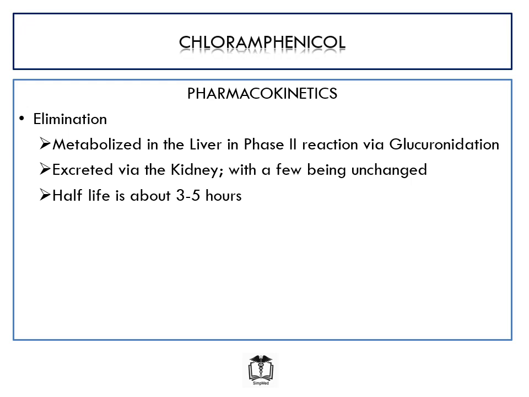The elimination of chloramphenicol is within the liver and the kidneys. It is metabolized first in the liver during a phase 2 reaction called glucuronidation, and then it is excreted in the kidney, with a small amount being excreted unchanged. The half-life of chloramphenicol is within 3 to 5 hours.